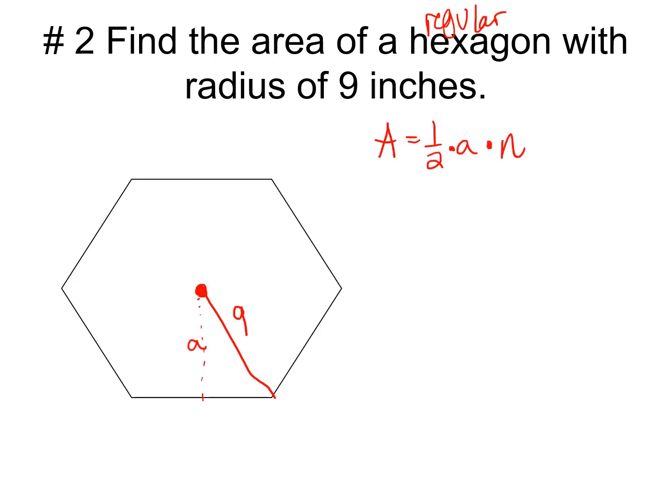times the number of sides, which we know is 6, and we even have to figure out the side length, this whole side length. So we're going to have to figure out this guy, which I'll call x, and then we'll have to double him for the entire side length.